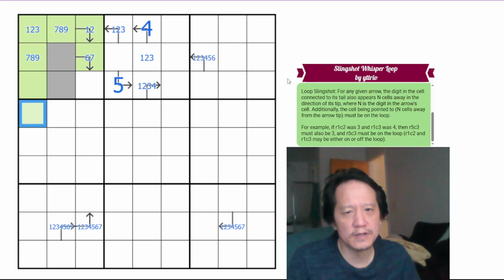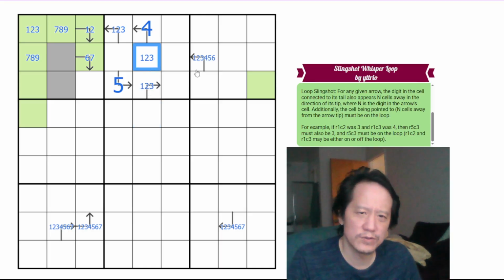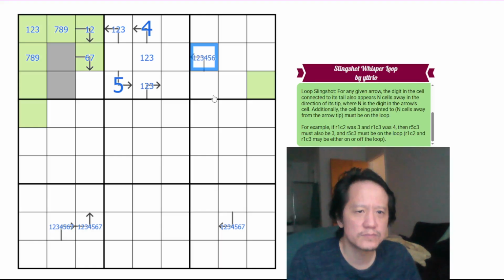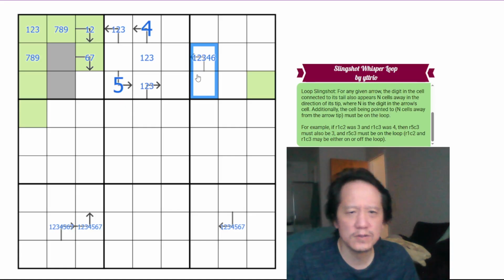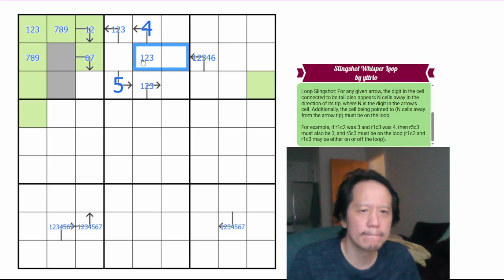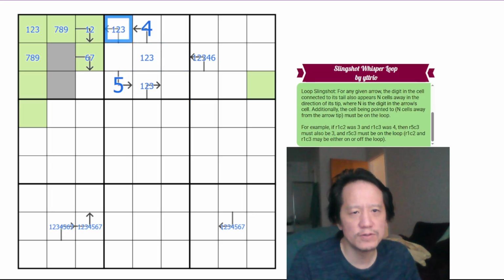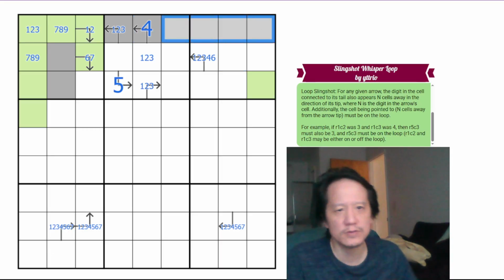Green, green. This is green. This can't be green. This is 1, 2, or 3. 5 cannot be here. This is not on the loop. It cannot go this way, so this can never be on the loop. None of these can be on the loop, again, because this would have to go high, and there would be no corresponding low in the row possible.